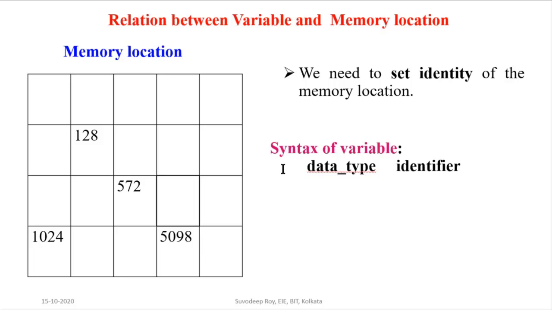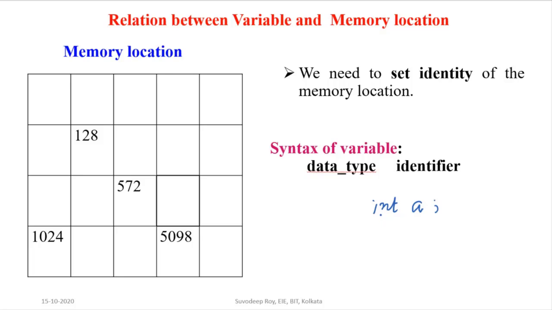The syntax of a variable is data type, next identifier. When we want to enter data into a particular memory location, the syntax is data type, next identifier. As an example, A is the identifier and the data type is integer. So A is a variable. Which type of variable is this? Integer type variable. There are many types of variables, we will come to them later.